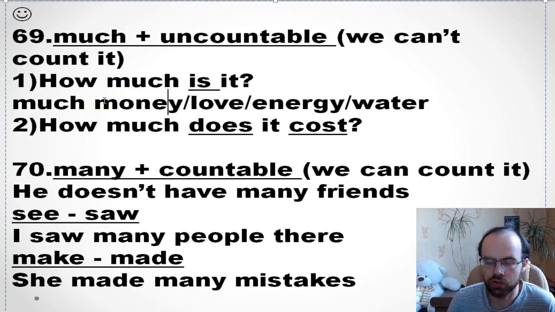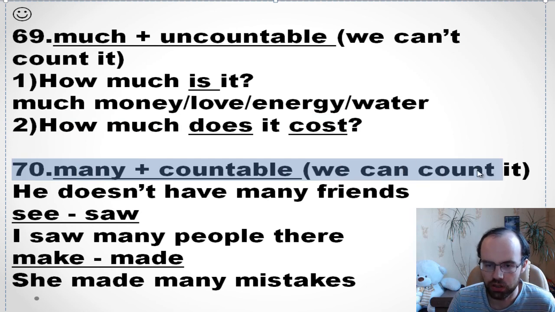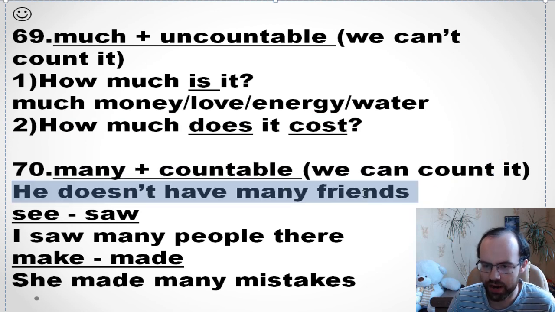So if you want to ask someone about the price, you can ask it using the verb to be. How much is it? So you don't have a verb here and you need the form of the verb to be, or you can ask it with do or does if you have the verb cost. How much does it cost? We use many with countable nouns, so we can count it. Look, he doesn't have many friends.